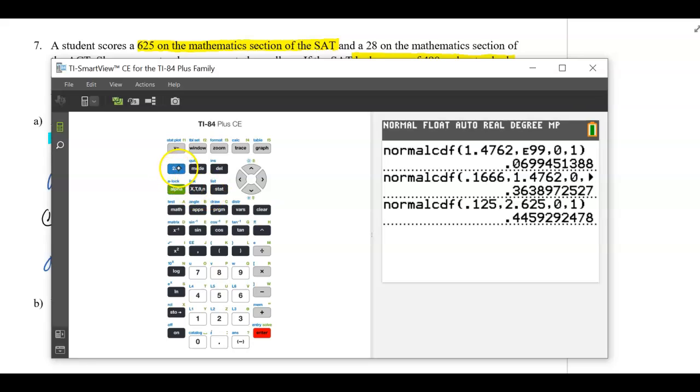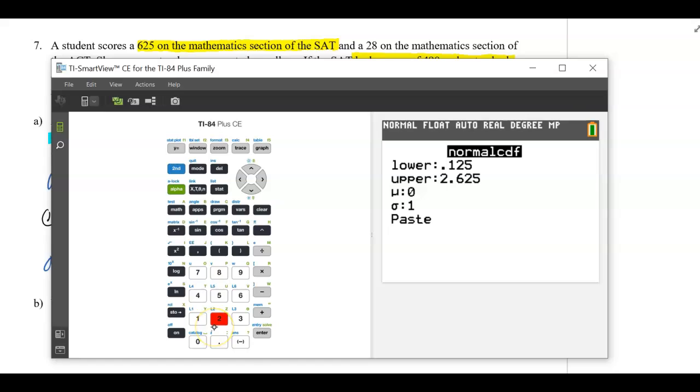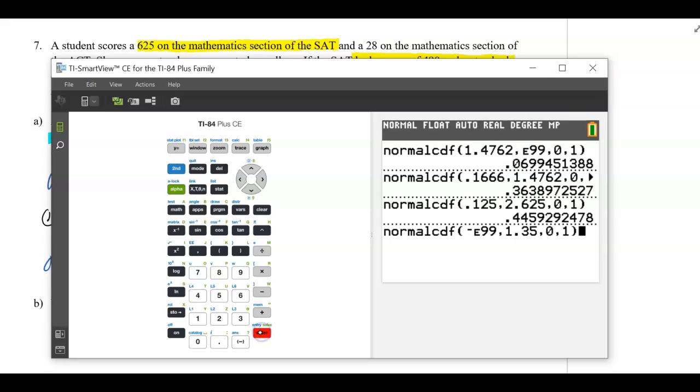So when I do that on the TI, second distribution, number 2. For the lower bound, I'm going to say negative E, the capital E, 99. This is negative infinity on the calculator. Then 1.35. Leave standard deviation and mean alone. Paste. And notice you get the same answer as the Casio.